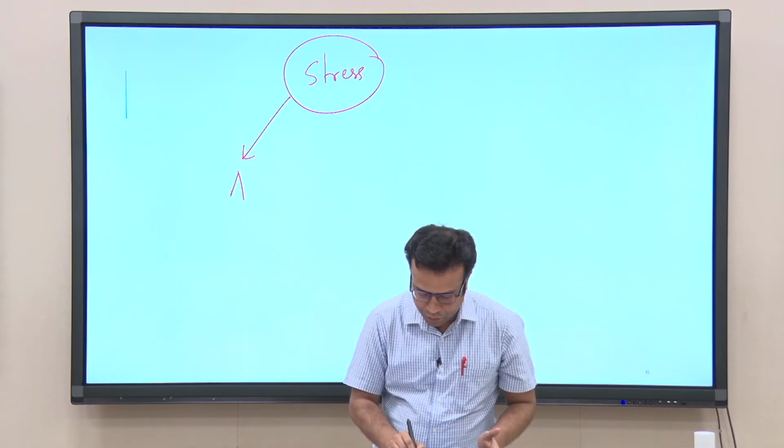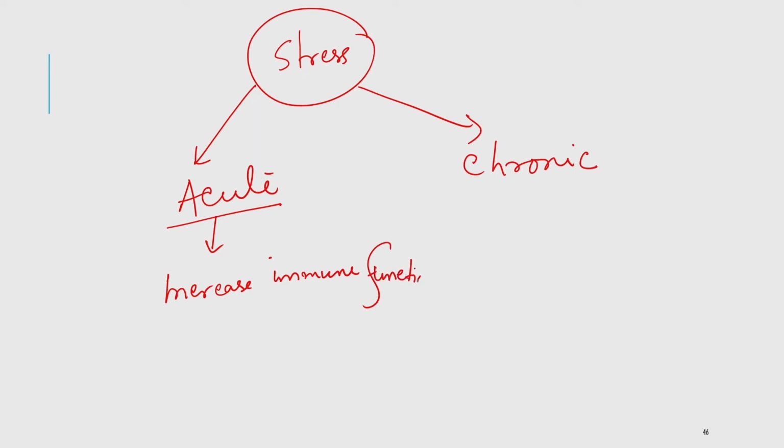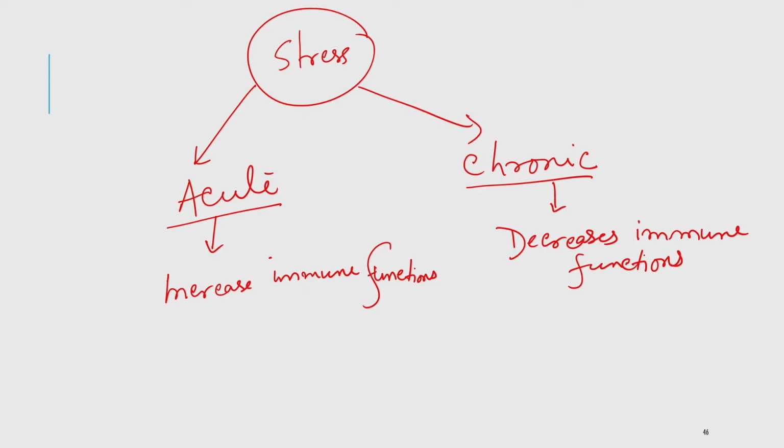So we can divide it into acute and chronic. Acute seems to increase immune functions. Chronic decreases immune function. This was a general finding they found, that depending on the type of stress, there can be a differential impact on immune functions.